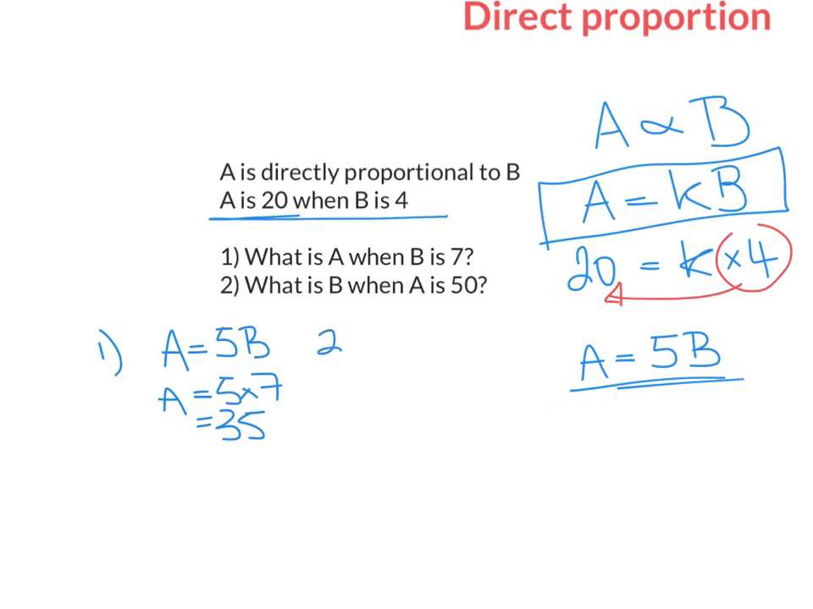Now for question 2, we'll say again, A equals 5B. What is B when A is 50? So 50 equals 5 times B. B must then just be 10. Okay?